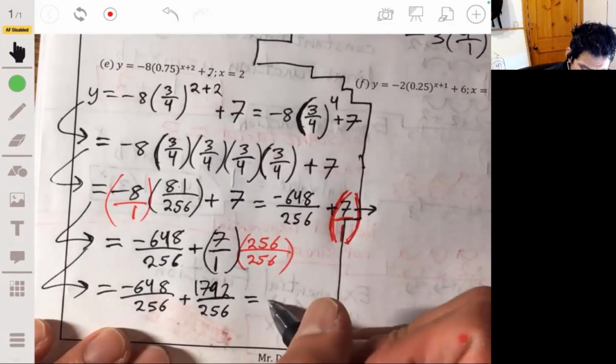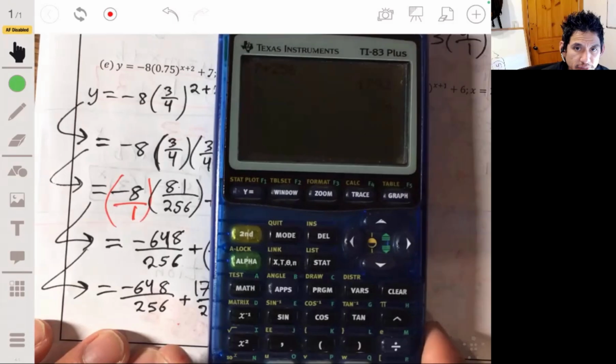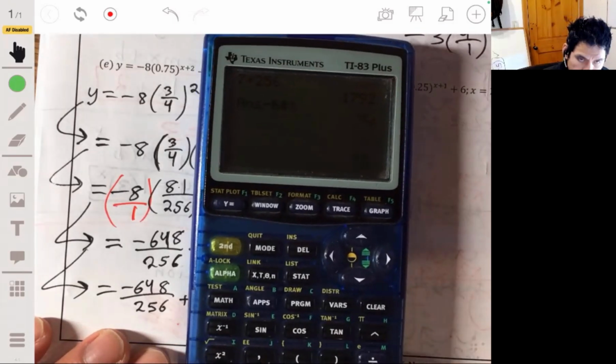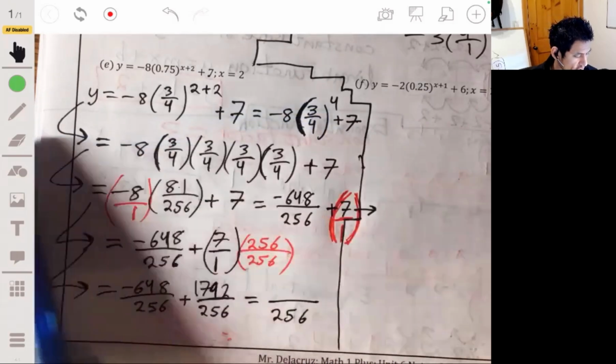And from here, we just add the numerators. So we know it's going to be all over 256. 1792 minus 648. Why is the calculator so dark? 1144.